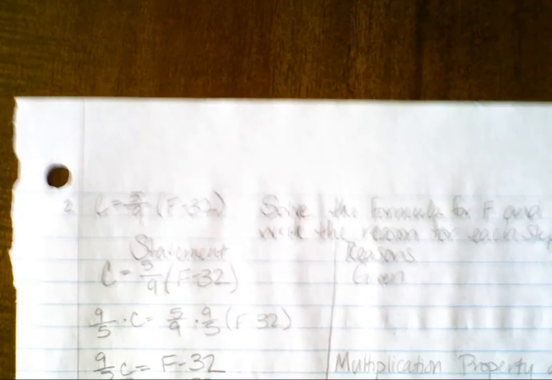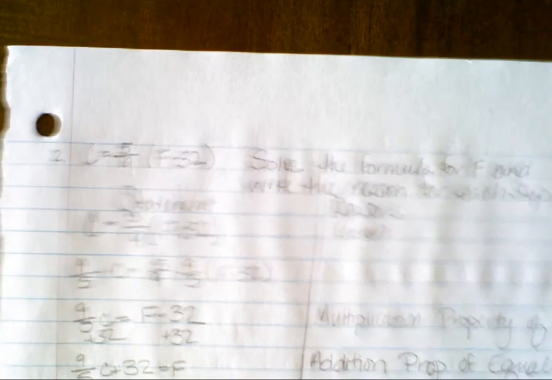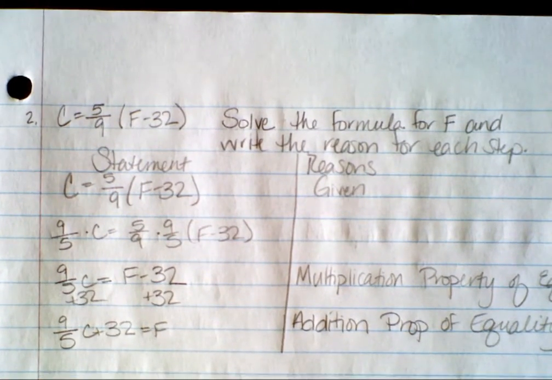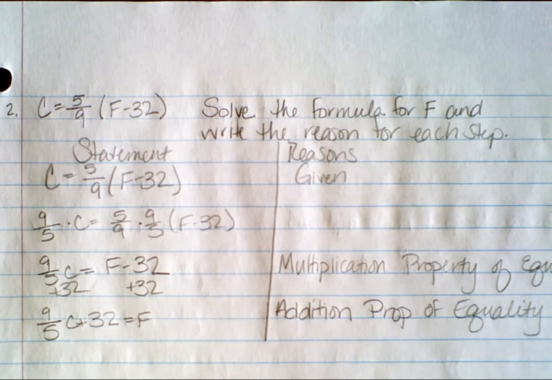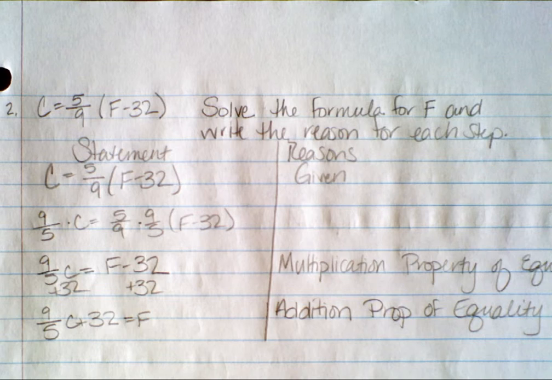This next example is using a formula, and it's hopefully one that you've seen and worked with before, and that is the Celsius to Fahrenheit formula. So Celsius equals 5/9 times Fahrenheit minus 32 degrees. So I want to solve that formula for F. So I want to rewrite it so F equals. So I start with my given statement.